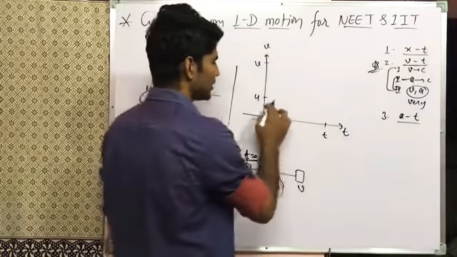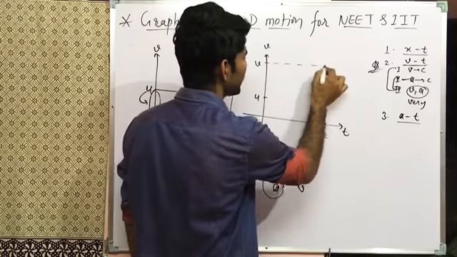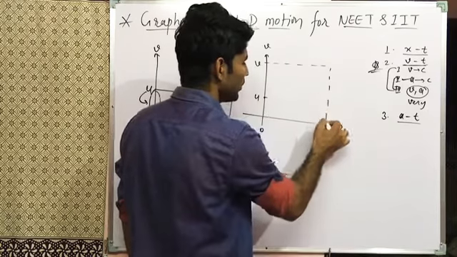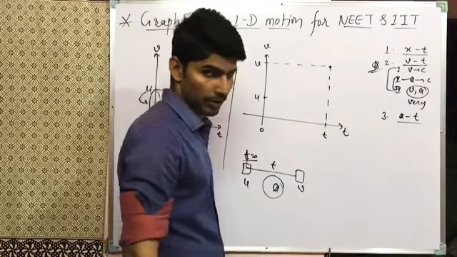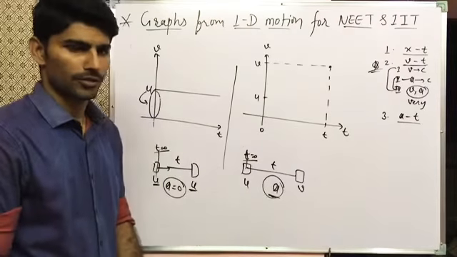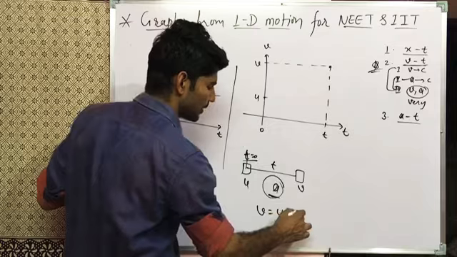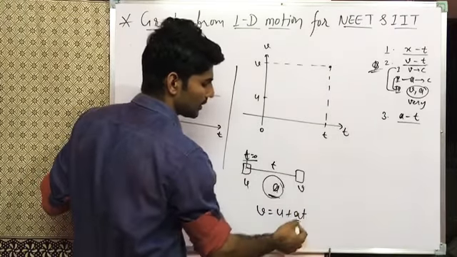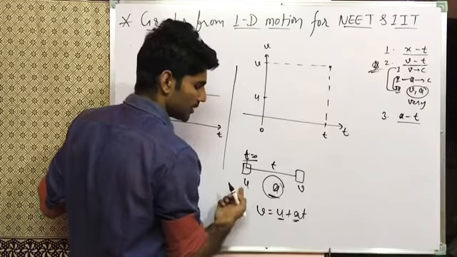So here this is the initial velocity, and this is the final velocity after time t. This is the initial position, and this is the final position. Our acceleration, or change in velocity, is constant. So we can write the formula v equals u plus at. This is the constant value, and this is also constant because it's the initial velocity.